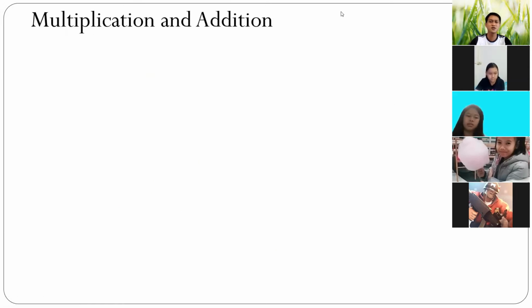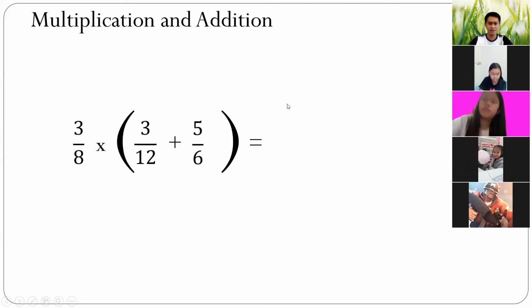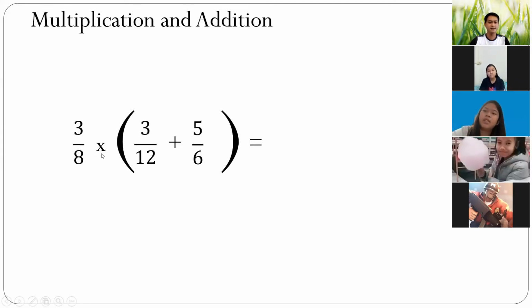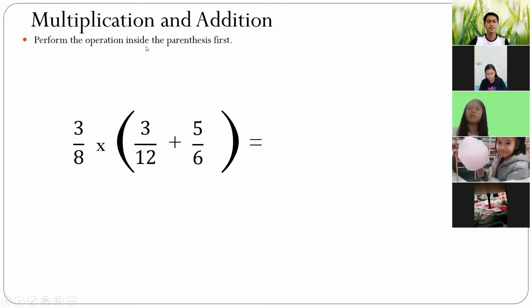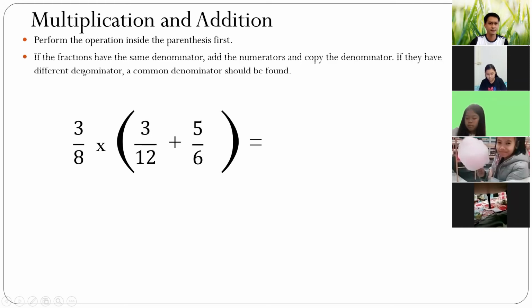So let's move on to multiplication and addition of fractions. So here is our example. 3 over 8 times, open and close parentheses, 3 over 12 plus 5 over 6. Perform the operation inside the parentheses. If the fractions have the same denominator, add the numerators and copy the denominator. If they have different denominators, a common denominator should be found.